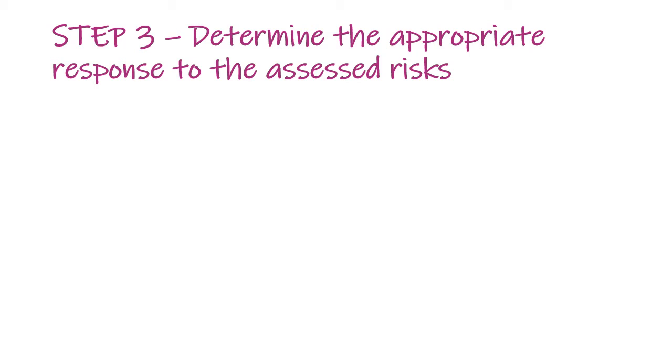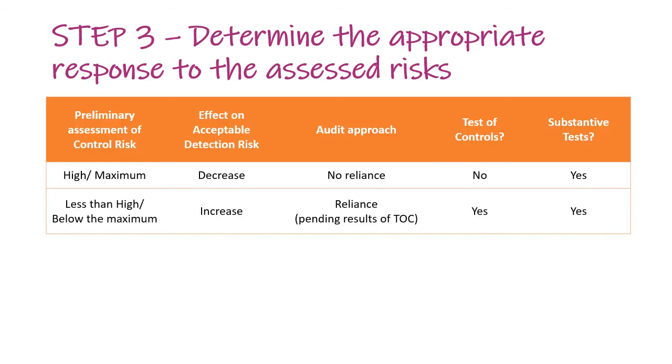So now what will be the auditor's response? Here is a table that summarizes the approach of the auditor on the assessed level of the preliminary assessment of control risk. The first one here is the high assessment. Of course, if you assess the control risk as high, you do not intend to rely. That's why it's no reliance. You don't intend to rely on the controls.